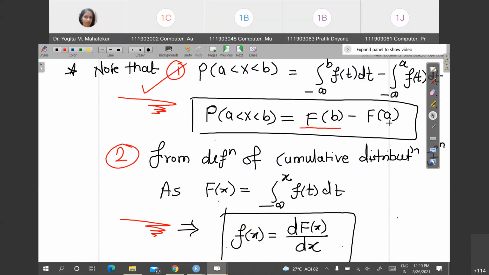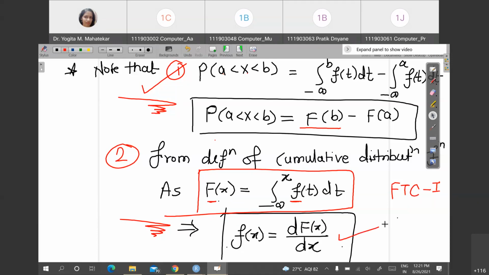Second, from the definition of the cumulative distribution function, capital F(x) is the integral from minus infinity to x of f of t dt. So using the fundamental theorem of calculus, FTC1, what can you say about small f of x? Suppose capital F is the integration of small f. What is small f in terms of capital F? Is the derivative. You know, integration and derivative are inverse operations of each other. Yes? Is the second part clear?